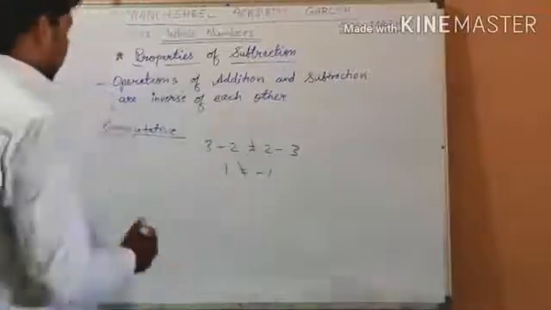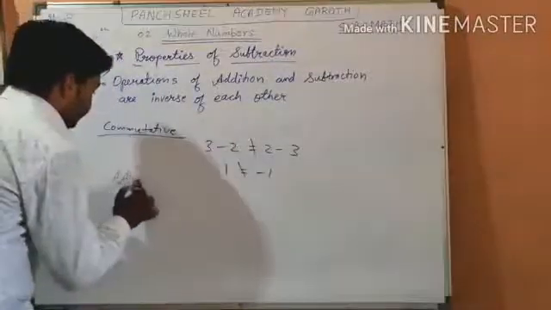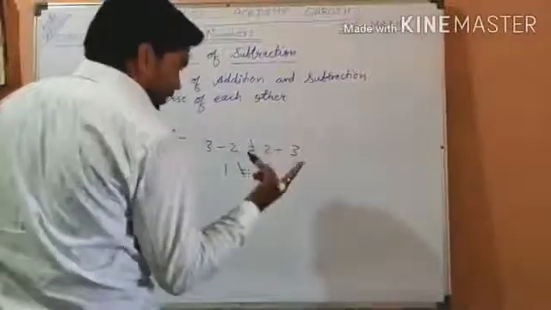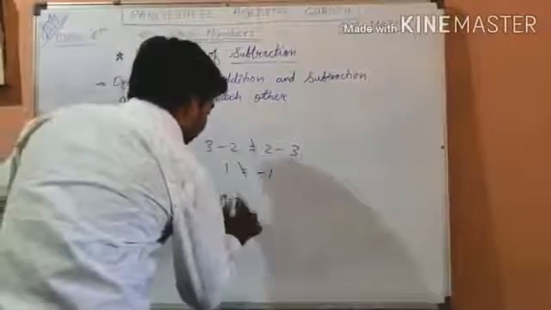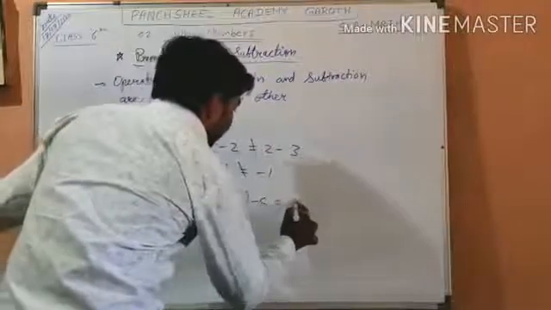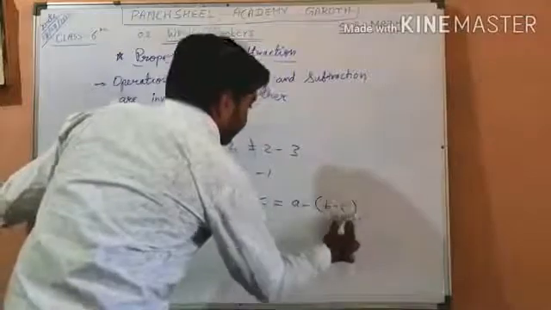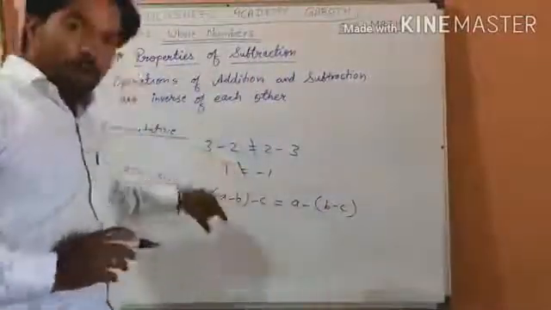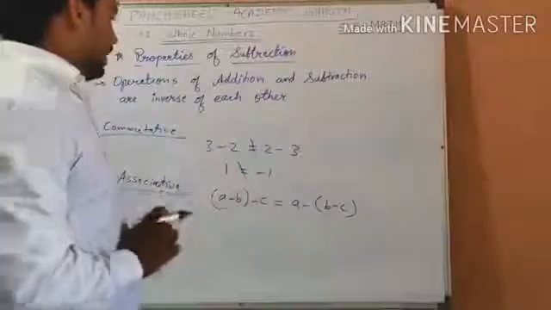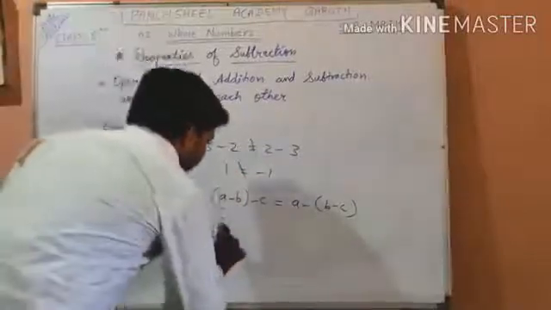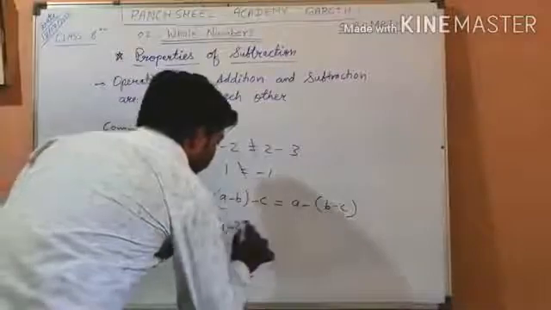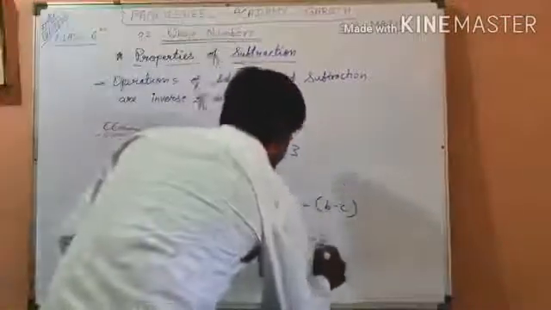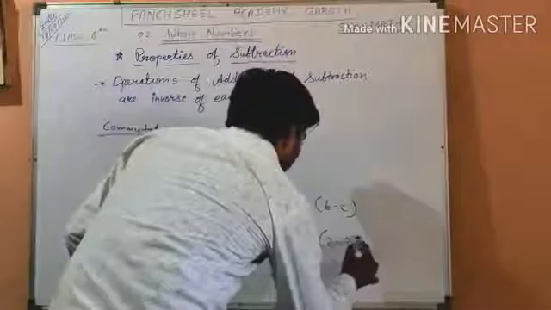Okay. Now third, the associative property. If we talk about the associative property, in addition we have seen that a plus b plus c equals a plus b plus c. Is it correct for subtraction? Let's take an example. If it holds the associative property, then we have to verify it. Okay, so first 4 minus 2 minus 3. And here 4 minus 2 minus 3.